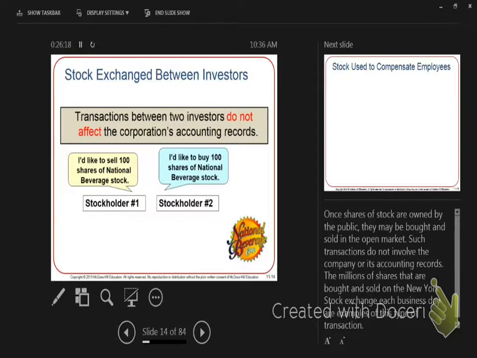Okay, we already talked about this. Yes. So what's the difference between par value, per share, and per share? Okay, par and per share. Can you go back to the slide?